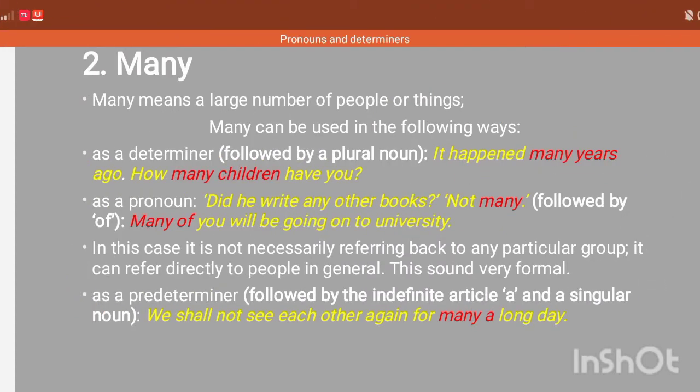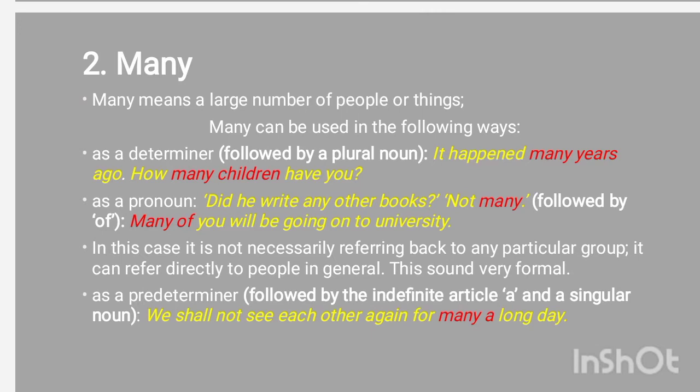The second word is many. Many means a large number of people or things. Many can be used in the following ways. The first, as a determiner. Many is a determiner when followed by a plural noun.